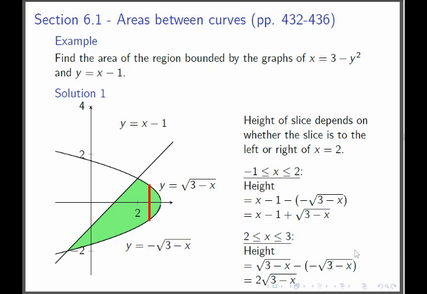And if we simplify, that's just 2 times square root of 3 minus x. So we can now add up all of these areas of all these rectangles by integrating. Well, we have to do this in two parts. We can integrate from -1 up to 2 using this height, and then add up the areas of the rectangles from 2 to 3 using this height as follows.